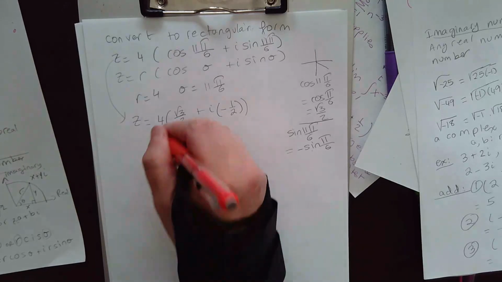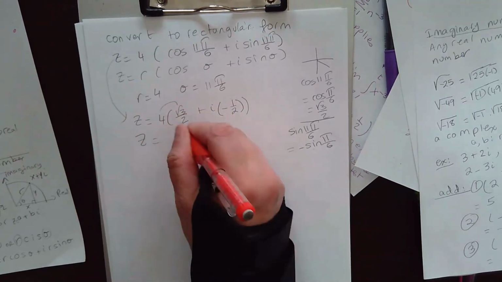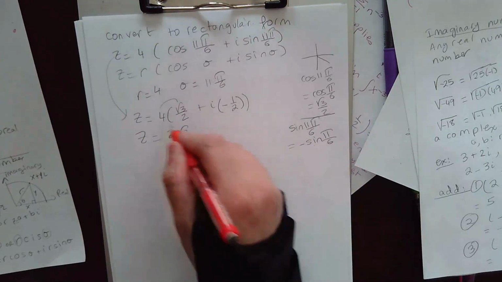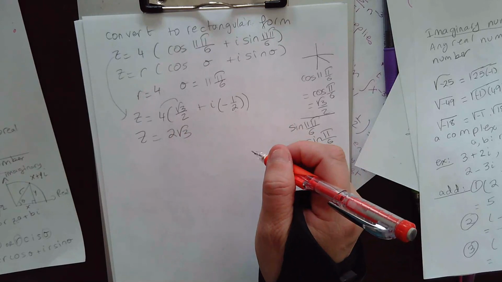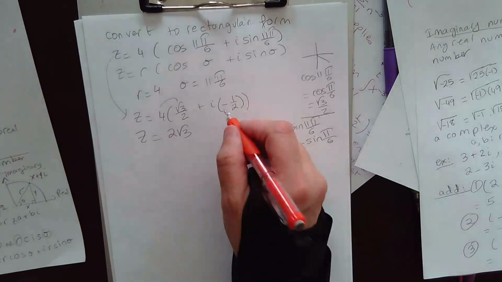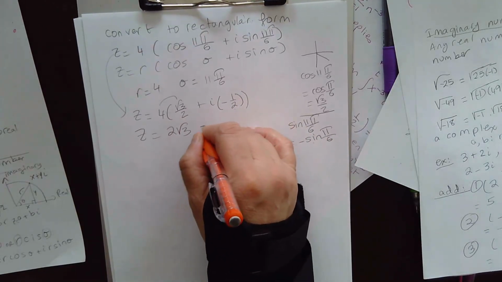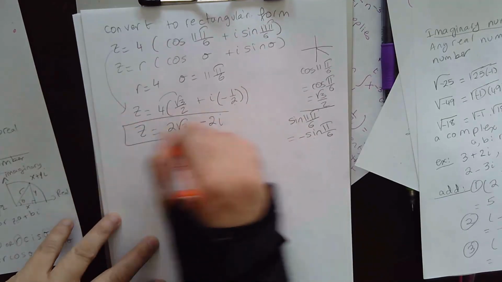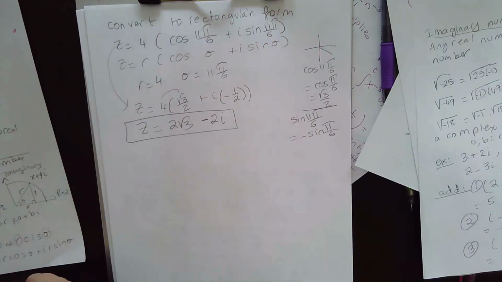We can go ahead and distribute. z equals 4 divided by 2 is 2 root 3. 4 divided by 2 is 2, right? But you have a negative, so negative 2i. So 2 root 3 minus 2i. We just wrote it in rectangular form.